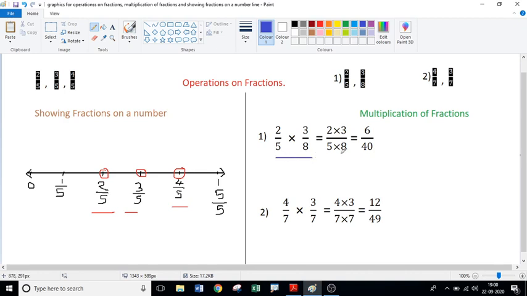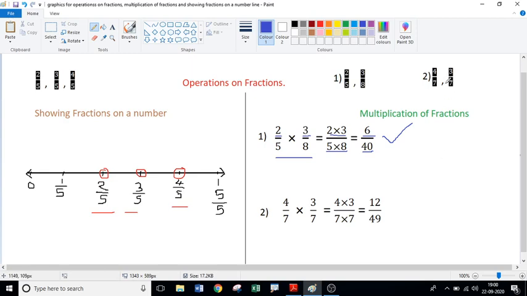So in this example, 2 into 3, and 5 multiplied by 8. So 2 into 3 gives you 6, 5 into 8 gives you 40. Okay, 5 8s are 40. So your final answer of 2 upon 5 multiplied by 3 upon 8 is 6 upon 40.